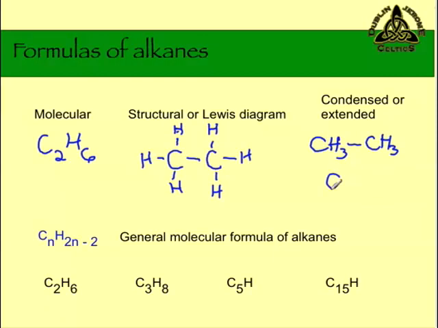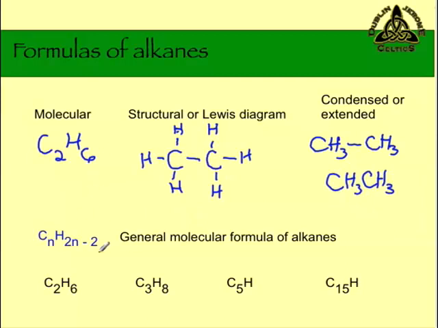And then the condensed is even more condensed than that. We're also assuming that we know there's a bond between the carbons as well. So we don't write any bonds out. We're just saying CH3, CH3, because you can see there's a CH3 right here and there's a CH3 right here. So we're just writing it out. It's similar to the molecular formula, but it does show a little bit more of the structure. So the structural or Lewis diagram is the most complete. The condensed or extended actually shows a general idea of the structure, and then the molecular shows no structure at all.